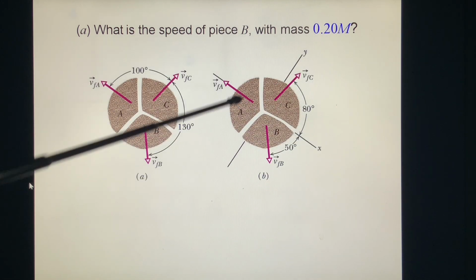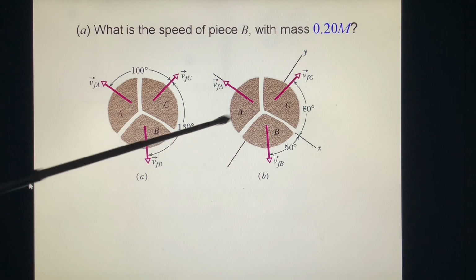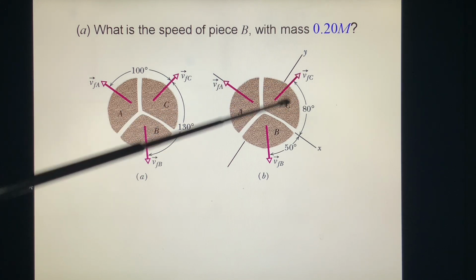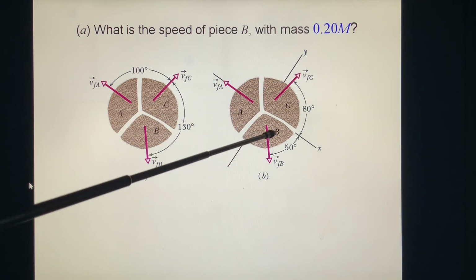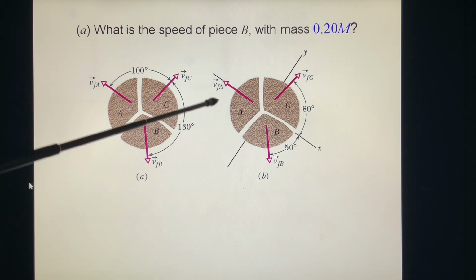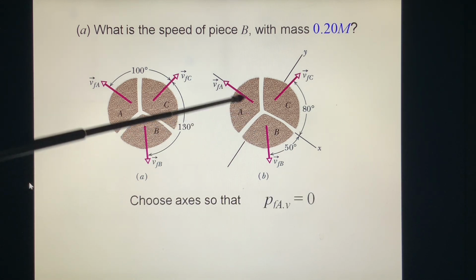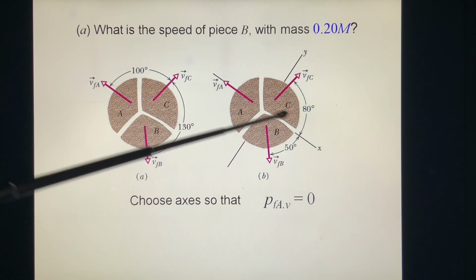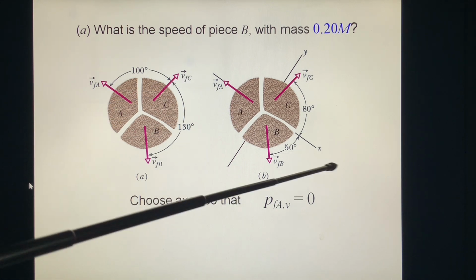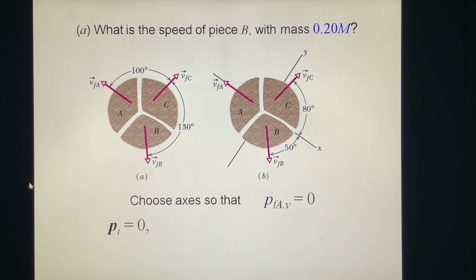Now we look at this one. A, B, C. We know the situation for C, mass. Now this B is 0.20 M. Of course, we know B and C, we know the mass of A too, right? So we choose the axis so that P final A, y is 0. It is along the x direction. This is the x direction. Now totally, we know it's at rest, so P initial equals 0.